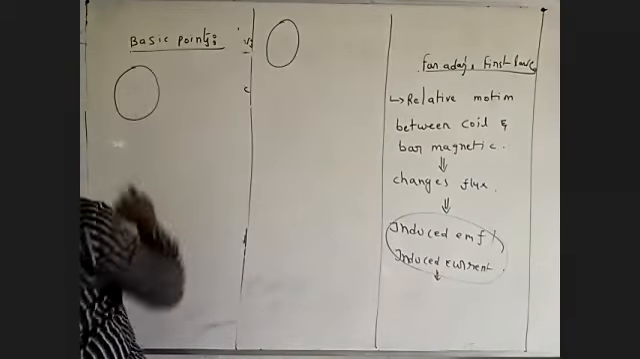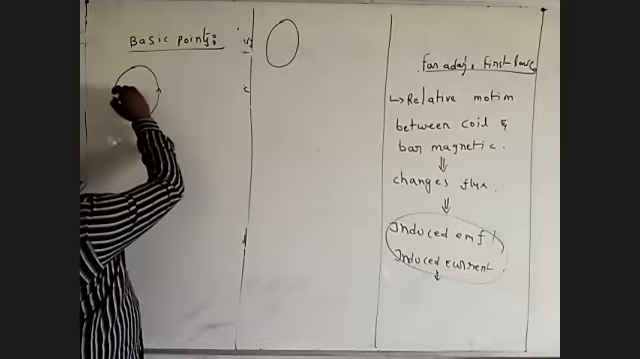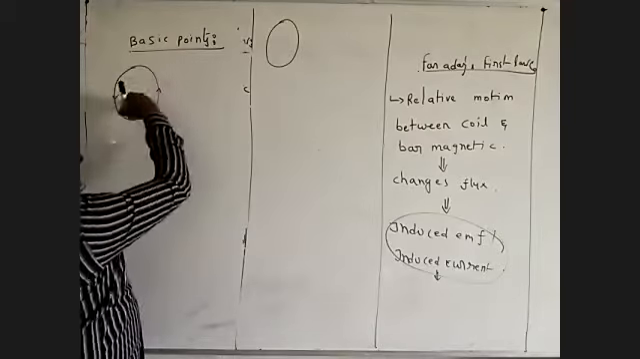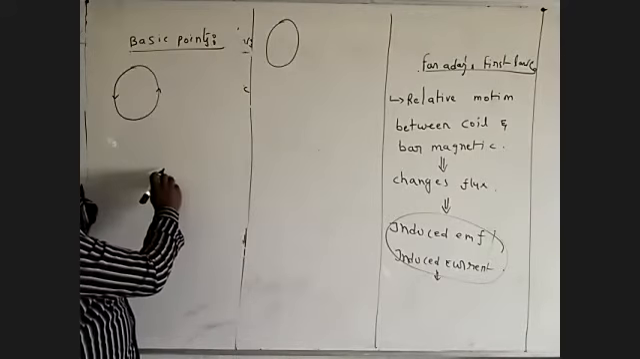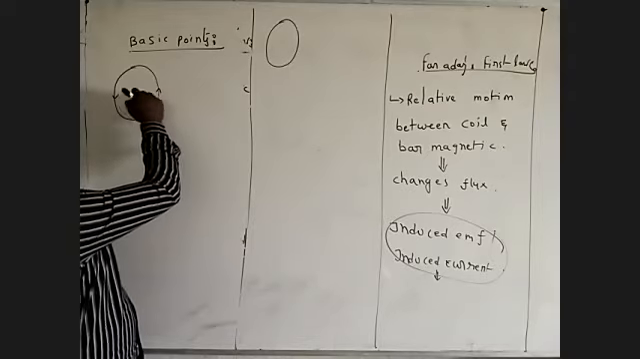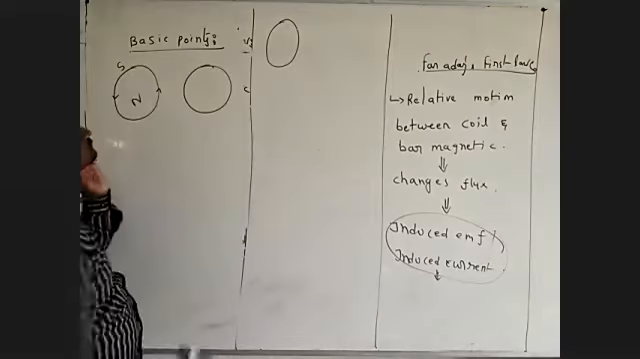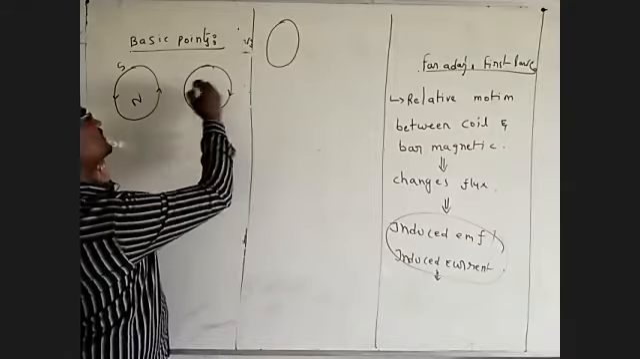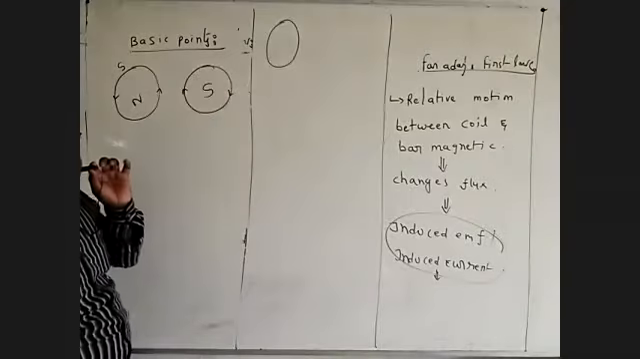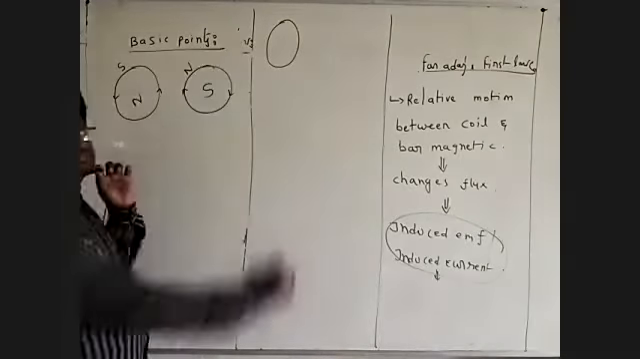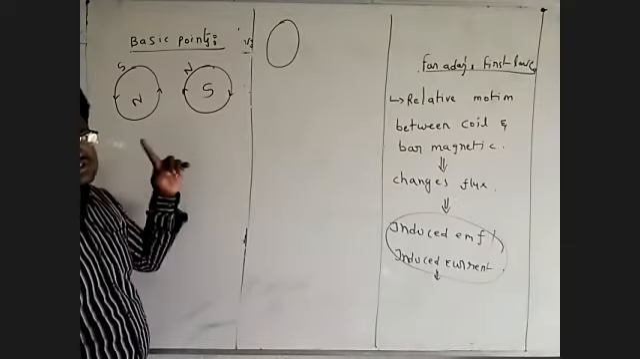End rule. This is a ring. This ring carries current in an anti-clockwise direction. Front ring acts as a north pole, back ring acts as a south pole. This is one more ring. This ring carries current in a clockwise direction. Front ring acts as a south pole, back ring acts as a north pole. This is a basic point. We call this the end rule.